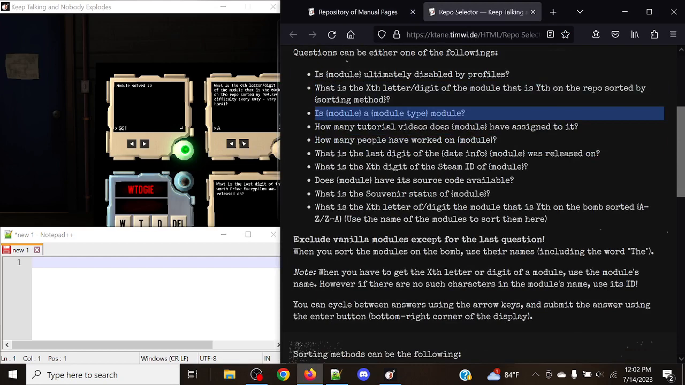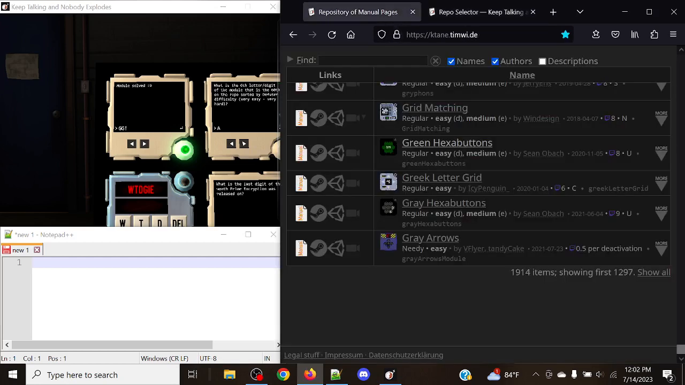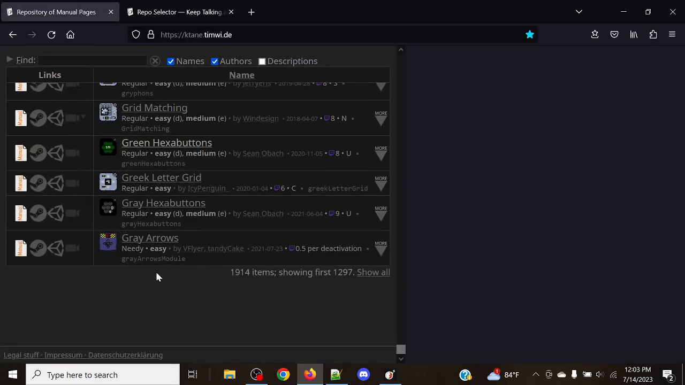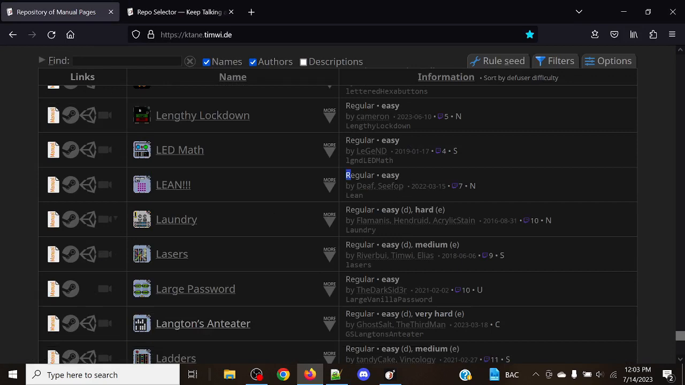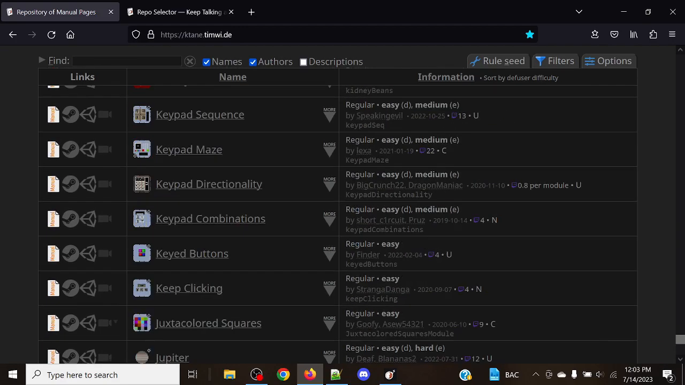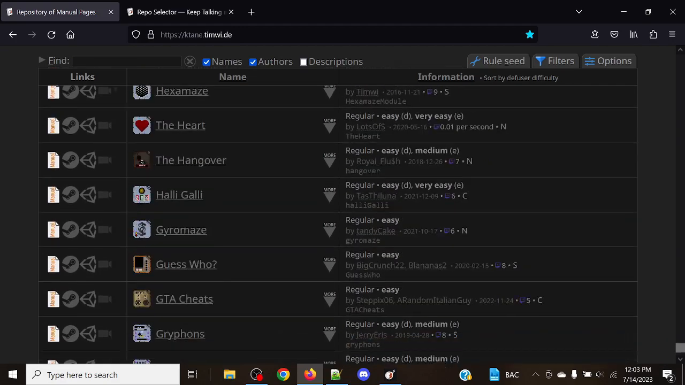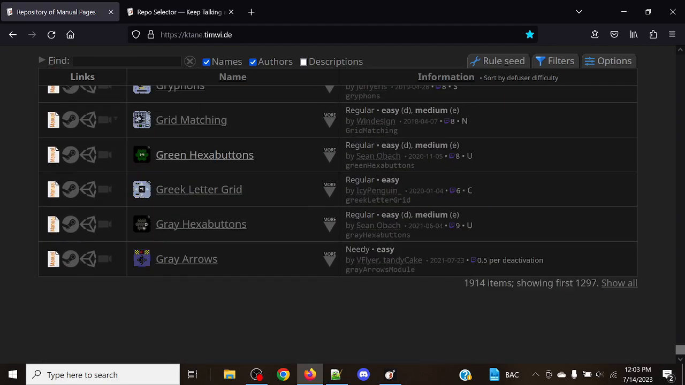Next up, is module a module type? Now, what this refers to is if we look at the right side here, we have the regular, and we've got regular, but sometimes we have, if I can find one, needy, for example. In this case, gray arrows is a needy.